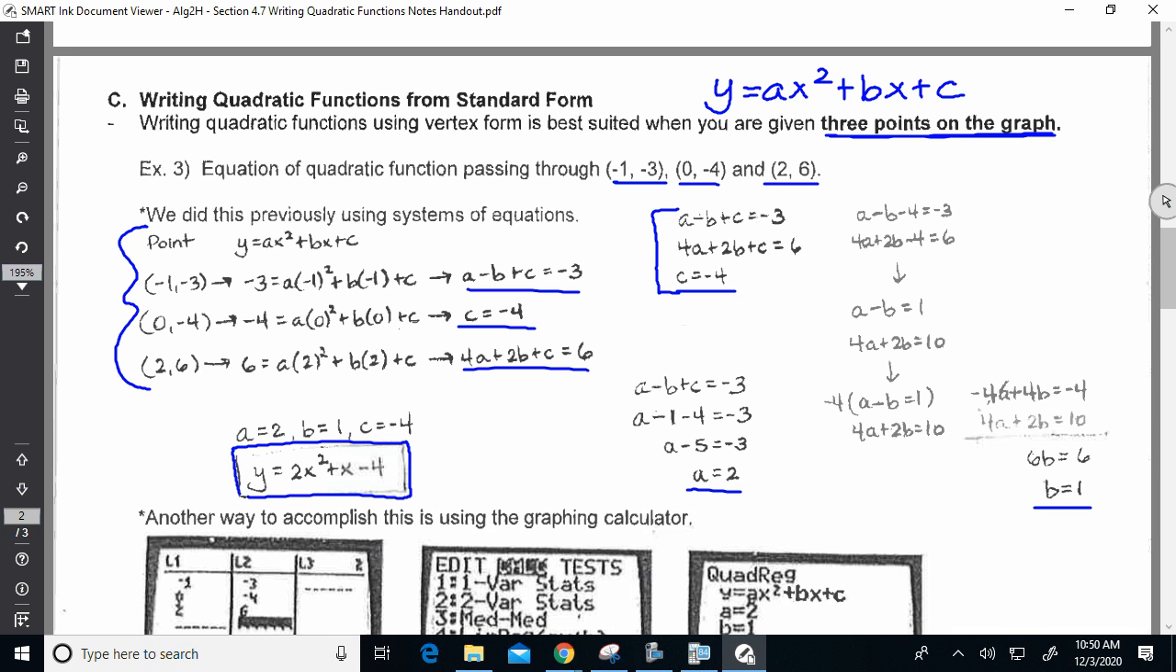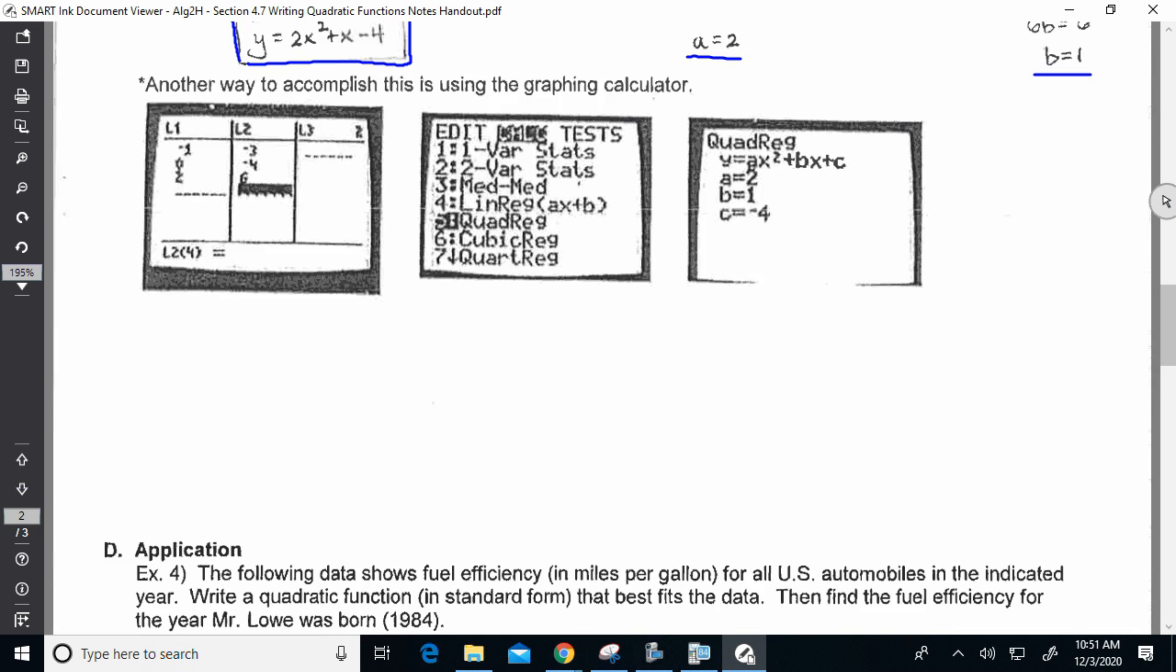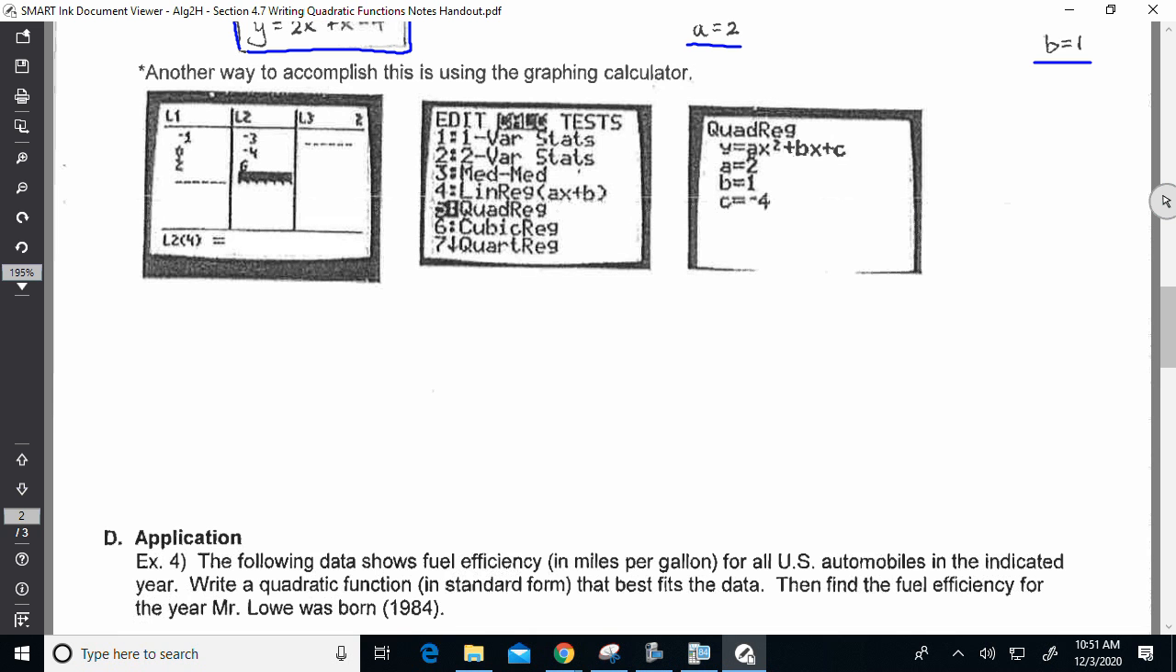So it's okay. I'm about to show you what you would put for showing your work. If you're using the graphing calculator, the only thing you're really going to end up showing is what was A, what was B, what was C, and then write the equation. That's really all that you need to show.